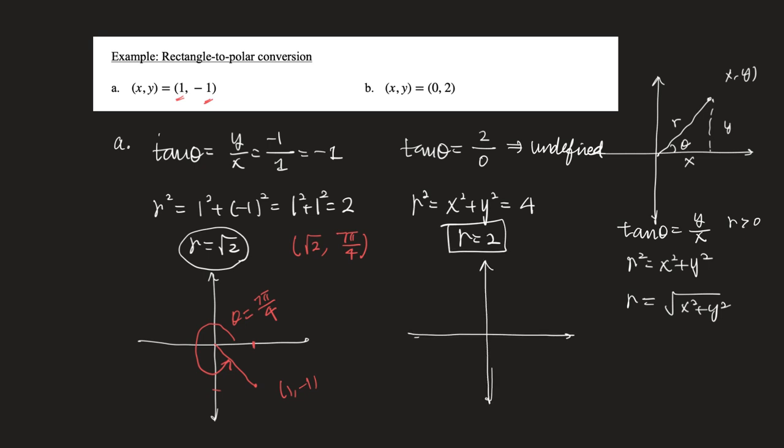0 and 2 is on the y-axis. This is 0 and 2. So you want to find the angle? That's pi over 2. So what is the polar coordinate? R is 2, theta is pi over 2. So when you're looking for the polar representation of a rectangular coordinate, sketch the point and check where the point is, then you can find the angle and radius very quickly.